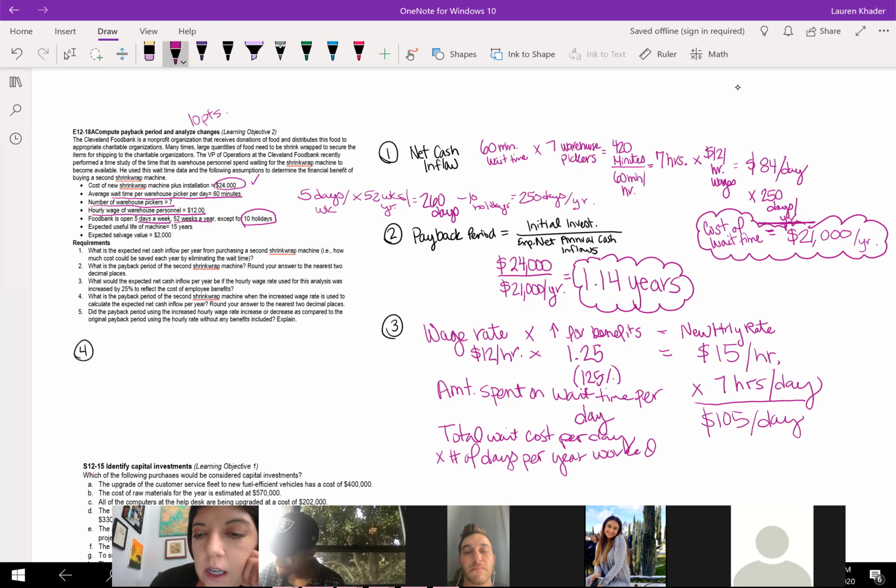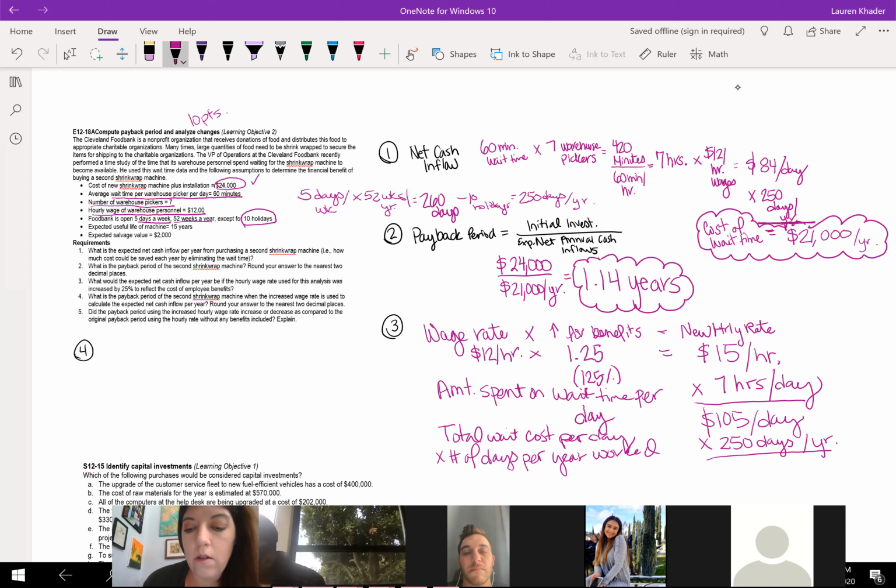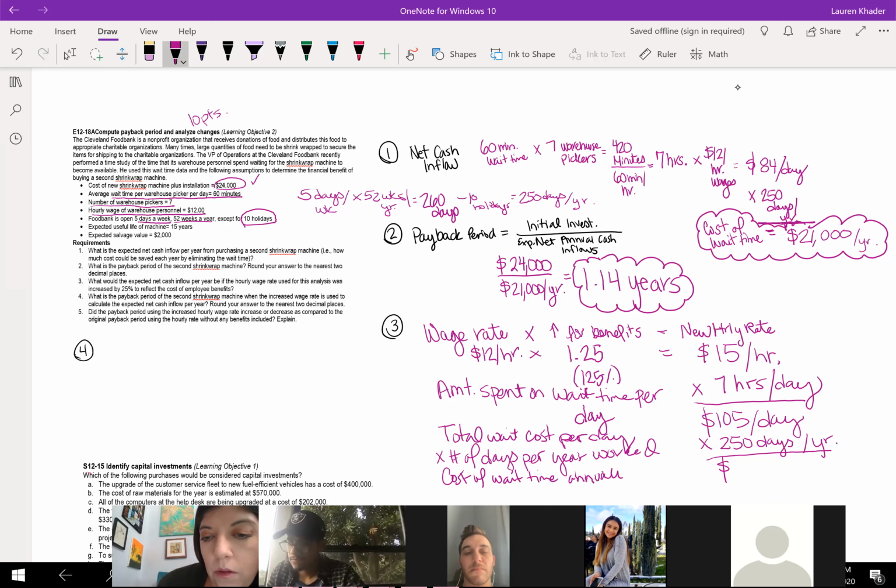Times the number of days per year worked, which is going to be 250 days, which we calculated above in 1 per year. So the cost of wait time annually is $26,250.